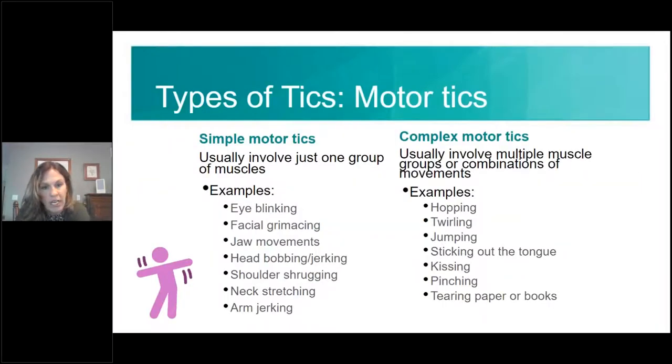So there are two types of tics: motor tics and vocal tics. Simple motor tics usually involve just one group of muscles. Examples: eye blinking, jaw movements, shoulder shrugging, neck stretching or jerking, and arm jerking. Complex motor tics involve multiple muscle groups and a combination of movements. Examples are hopping, jumping, sticking out your tongue, kissing, tearing of paper or books.